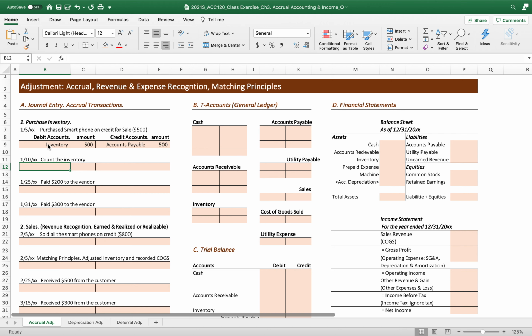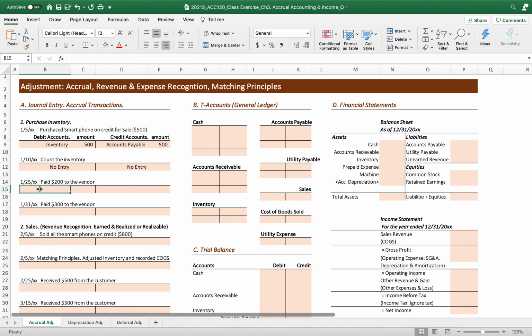Now on January 10th, a manager in this company counts the inventory: 1, 2, 3, 4. Is that a transaction? No, it's not a transaction. In order to be a transaction, there should be a subject that gives and takes the same value. But it doesn't have any transaction, so no entry. Or you can just skip. But in order to be sure, I just wrote down no entry.